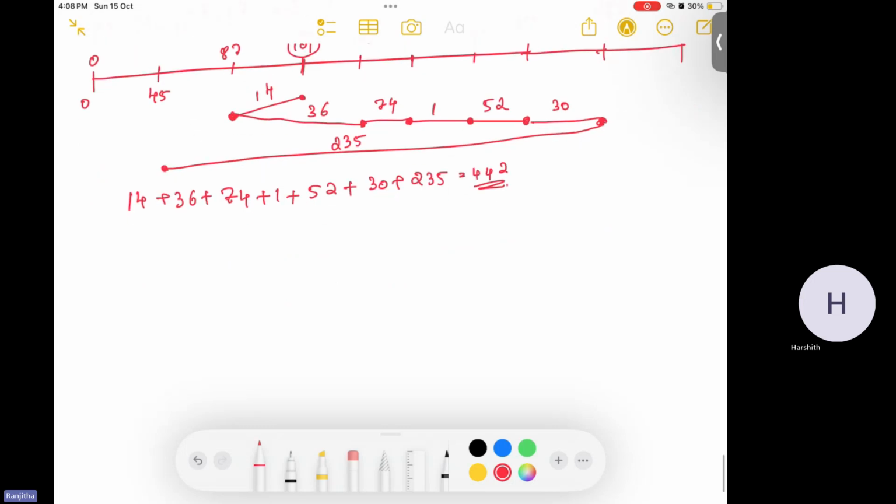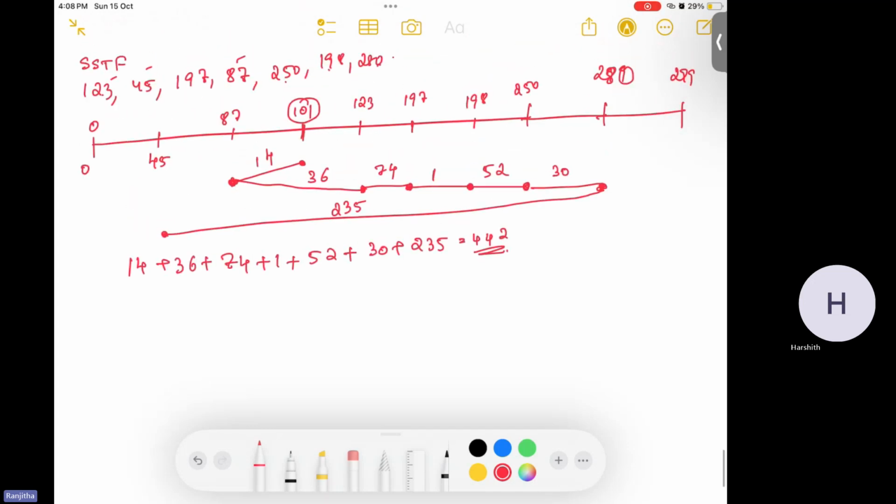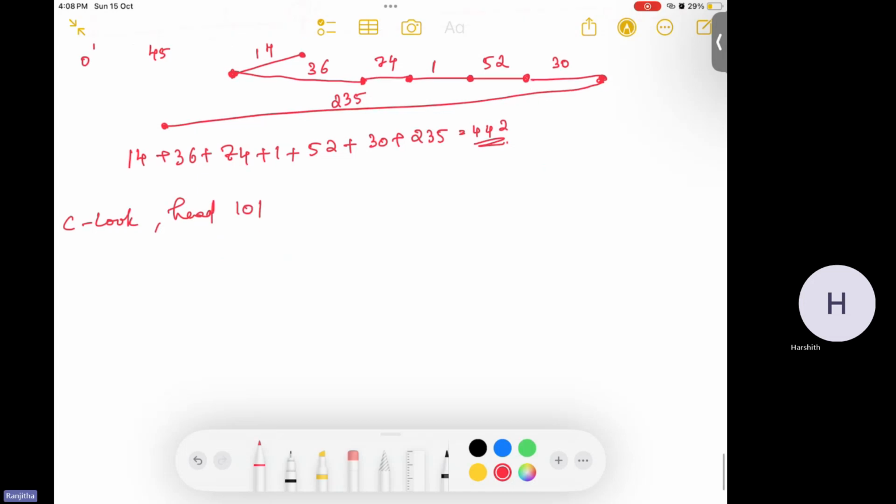So this was one question, and the other question in the previous year question paper is on the C-LOOK policy. Again, the same: 123, 45, 197, 87, same thing, but C-LOOK. And the head is at cylinder 101. So let's do that also, running out of time.